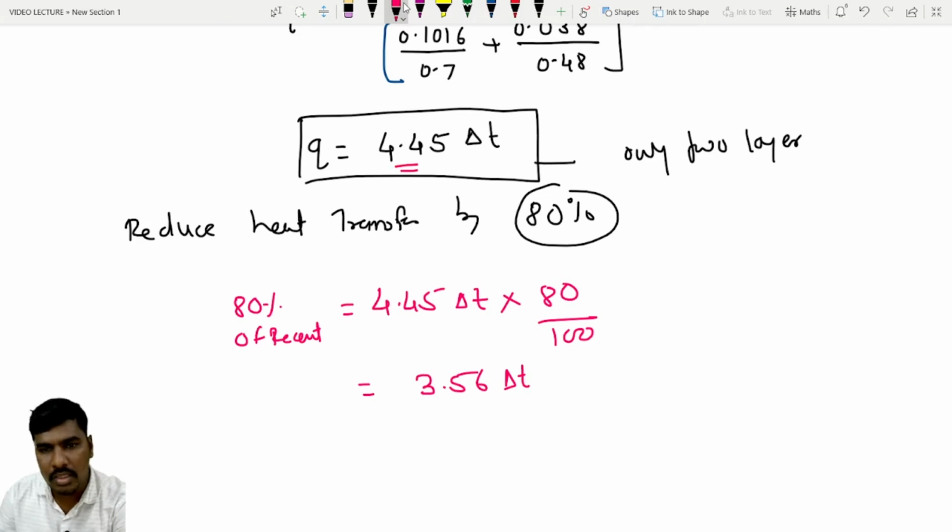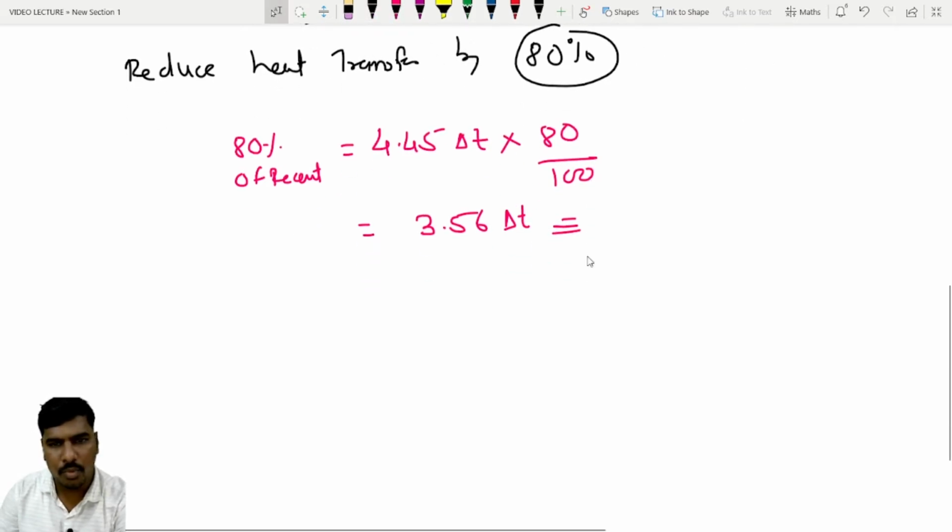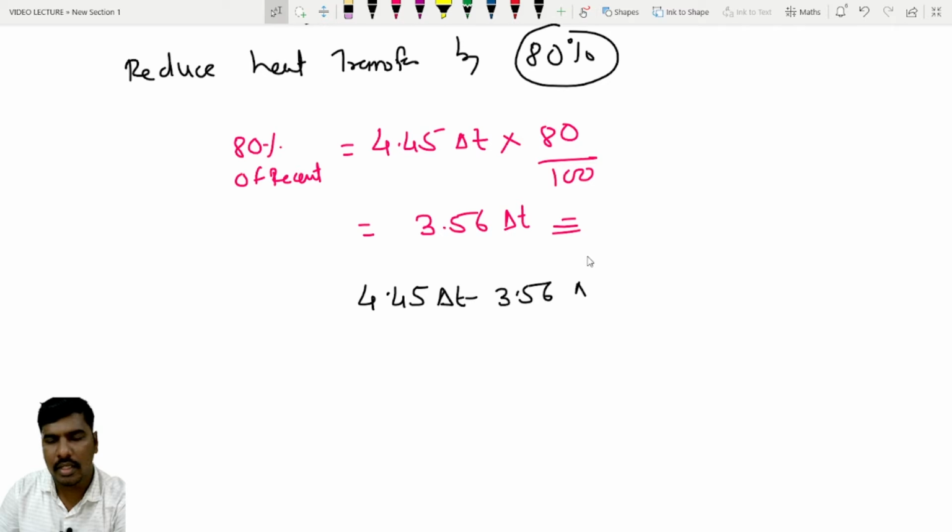Now we have to reduce this much heat transfer. So 3.56 we have to reduce from the present condition. In the present condition it is 4.45 and we have to reduce 3.56 delta T. So only 20% we require to transfer the heat. So that is 0.892 delta T.